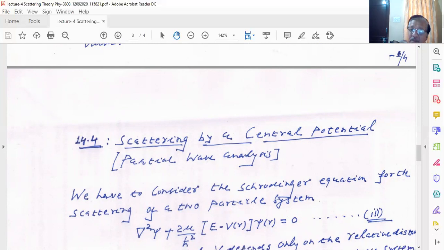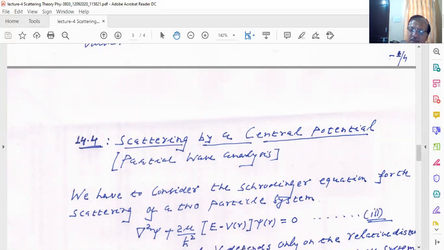And please remember that we can use the Schrodinger wave equation to understand the partial wave analysis. Here I have considered the central potential. That means there is a potential which only depends upon the relative distance r between the two interacting particles. So this is the potential which is only r dependent. That is, it depends upon the relative distance between the two interacting particles of the center of mass system.